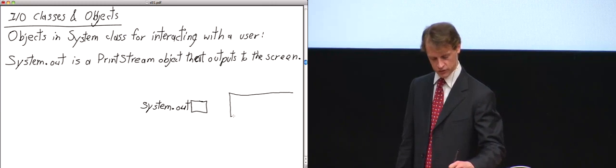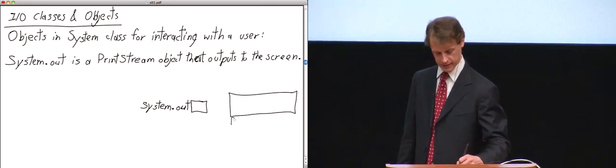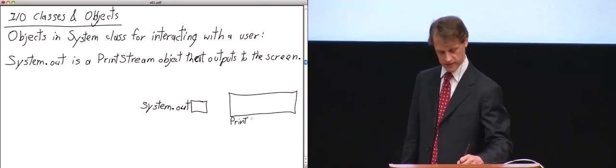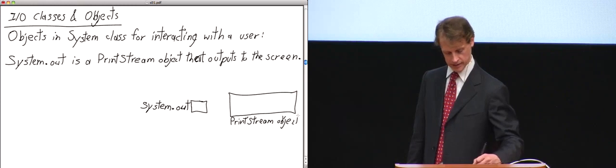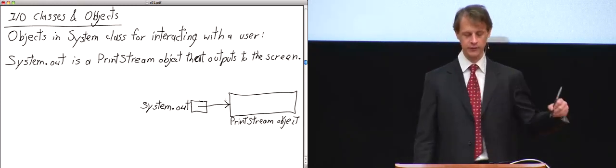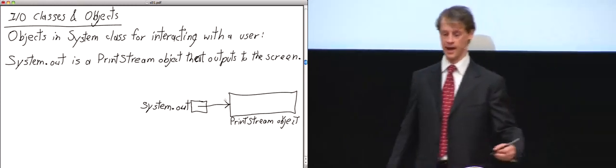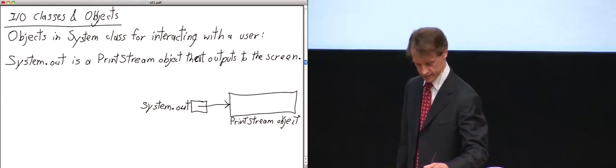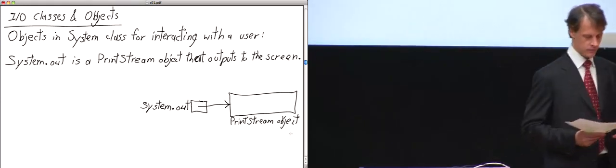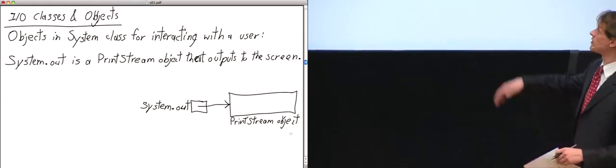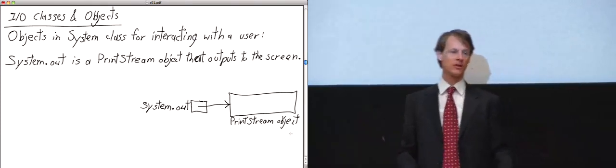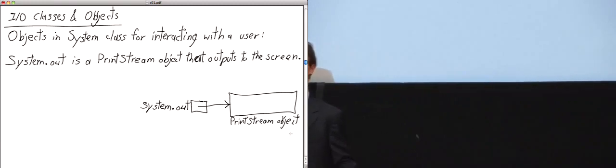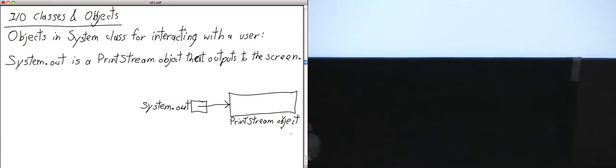And there is a PrintStream object that contains all sorts of secret knowledge for getting access to your computer screen. And System.out references that object, or points to that object. But I'm just going to start saying as shorthand, System.out is a PrintStream object, when I really mean it references a PrintStream object.